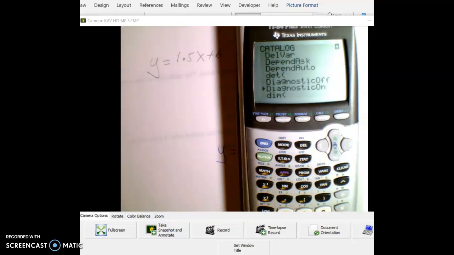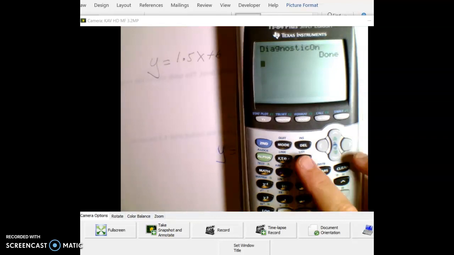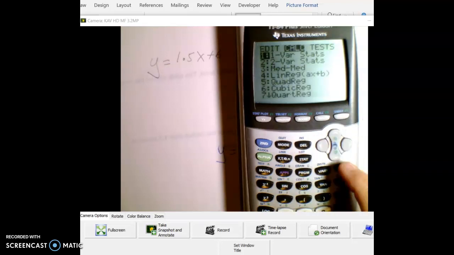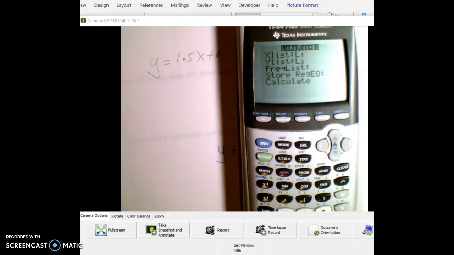And I'm going to hit enter. And now your calculator is looking at you and it's saying, do you really want me to turn on? And you say yes. And how do you say yes? You hit enter again. And now it's done. So now when you go back to stat and you go to calc, if you didn't see a regression coefficient before, now you should.